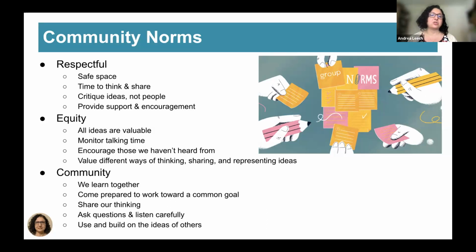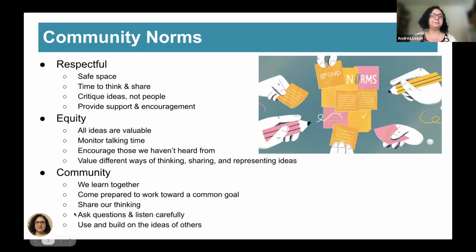In terms of equity, make sure all ideas are valuable. So step up if you haven't spoken yet, step back and make space if you've been talking a lot, and monitor your talking time. Encourage those we haven't heard from to speak and value the different ways of thinking and sharing, representing ideas. We all have things we can learn from each other.